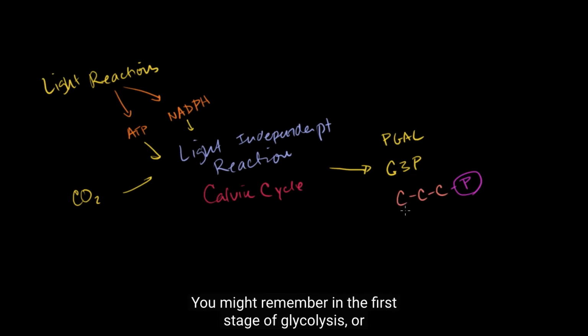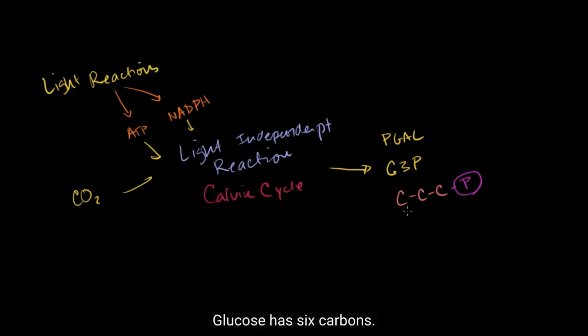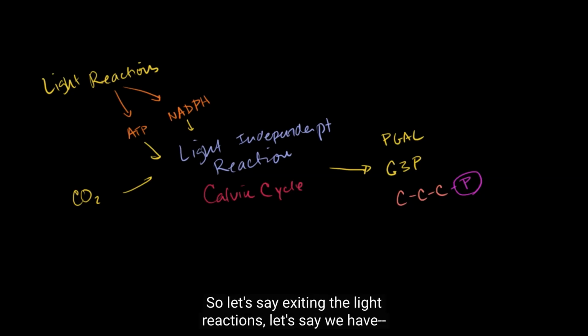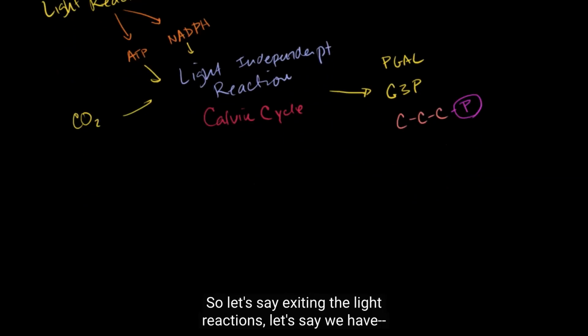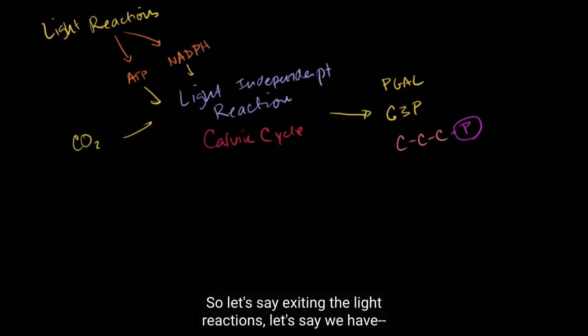You might remember in the first stage of glycolysis, or the first time that we cut a glucose molecule, we ended up with 2 phosphoglyceraldehyde molecules. Glucose has 6 carbons, this has 3. Let's study the Calvin cycle in just a little bit more detail. So let's say, exiting the light reactions, let me write this, well, I'll keep that there. So exiting the light reactions, let's say we have, let's start off with 6 carbon dioxide.